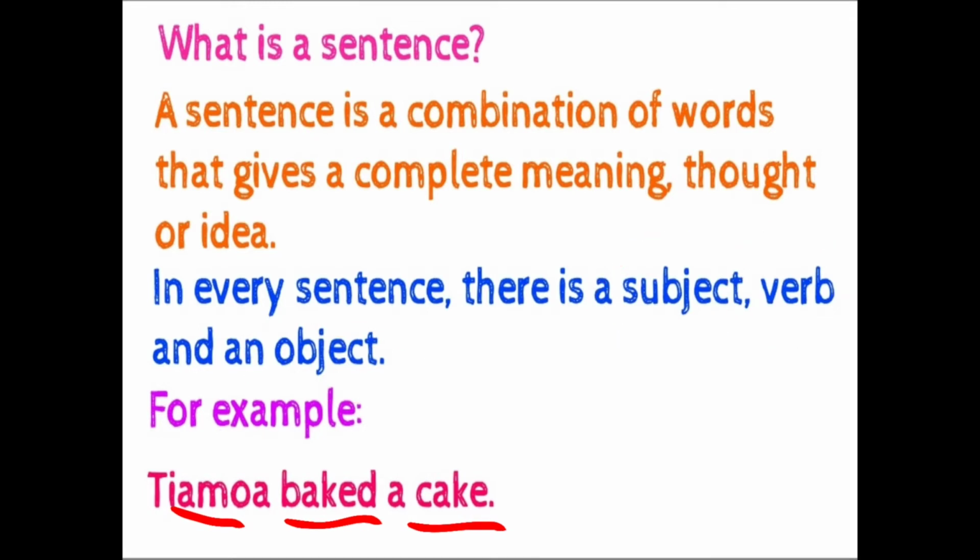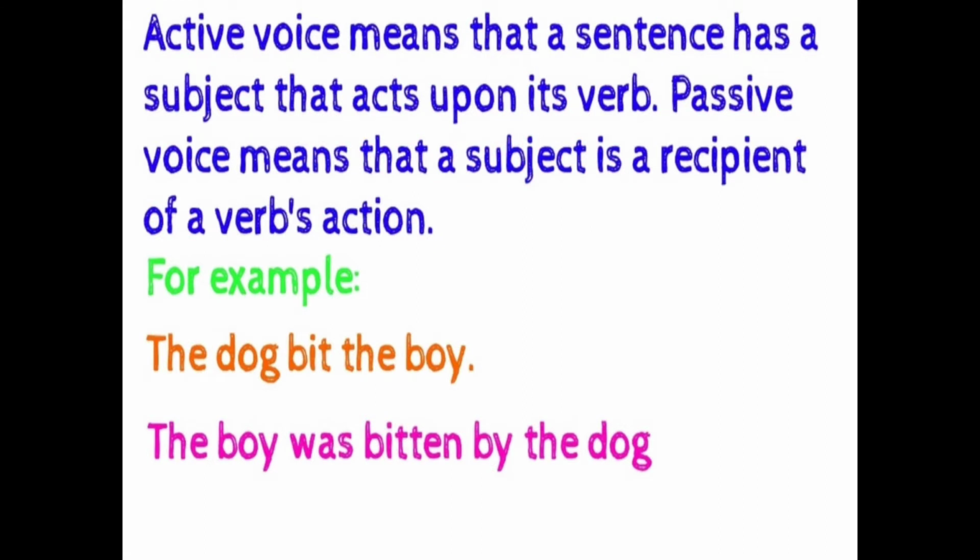Okay. Now let's look at the definition of active and passive voice. So active voice means that a sentence has a subject that acts upon its verb. Passive voice means that a subject is a recipient of a verb's action. So let's explain with an example. The dog beat the boy. So here the dog is the subject, beat is the verb, the boy is the object.